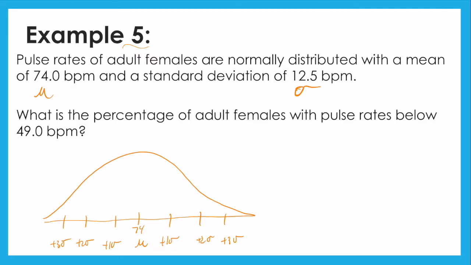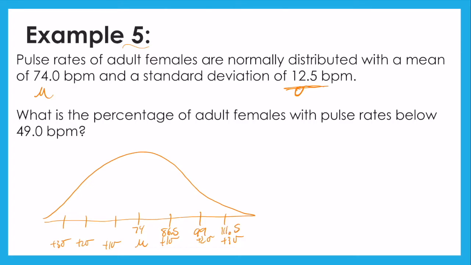So we need to take a look. My standard deviation is 12.5 beats per minute. So I'm going to take 74 plus 12.5 to get me 86.5, 86.5 plus 12.5 to get me 99, and 99 plus 12.5 to get me 111.5.